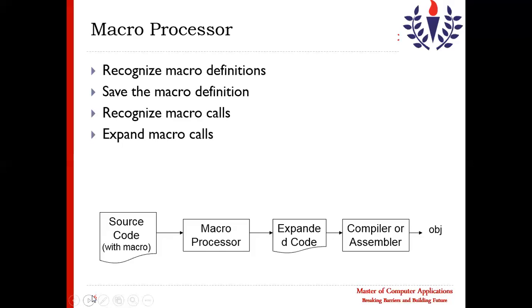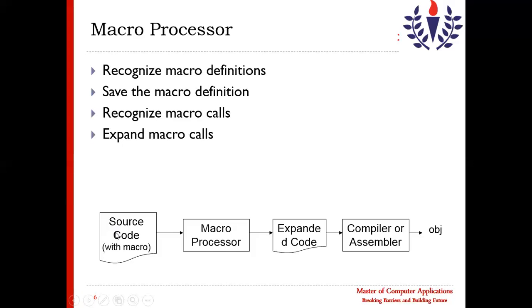So this is the function of macro processor. But the main disadvantage of using macro is that it will increase the size of the program. Every time, the processor keeps on replacing the macro call statement with the macro definition. So it keeps on copying the macro definition again and again wherever the macro call is there. So it will result in increasing the program size. These are the four steps that macro processor will do when it is working with macro definitions.